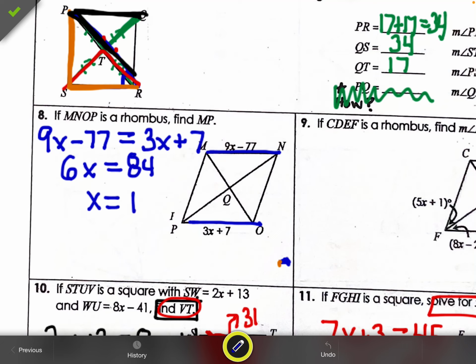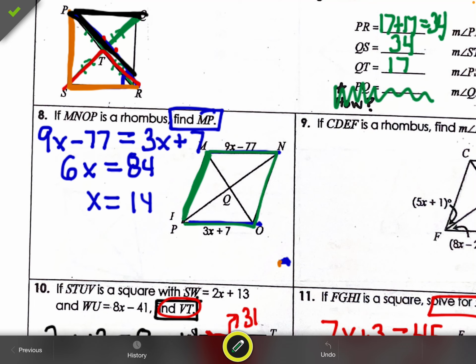So x turns out to be 14. Yeah, 14. Now, again, they didn't ask us for x. They want MP. So I go back to my picture. I figure out where MP is. I say, MP is the side. Well, I don't have anything to plug into for MP. Well, what do you know about all of these sides of your rhombus?